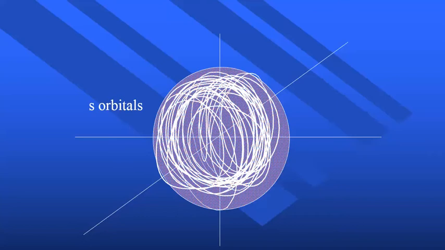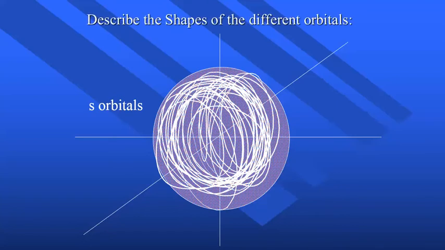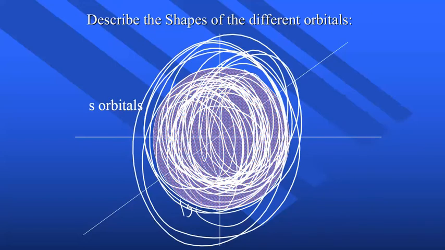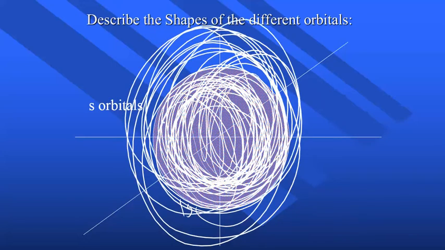You too? Excellent. Okay, so if this is 1s, where would you expect 2s to be? Closer to the nucleus or further away? Further away, and what shape? Okay, so it would be like this. You would not be able to see the 1s because it's in the layer inside of the 2s.